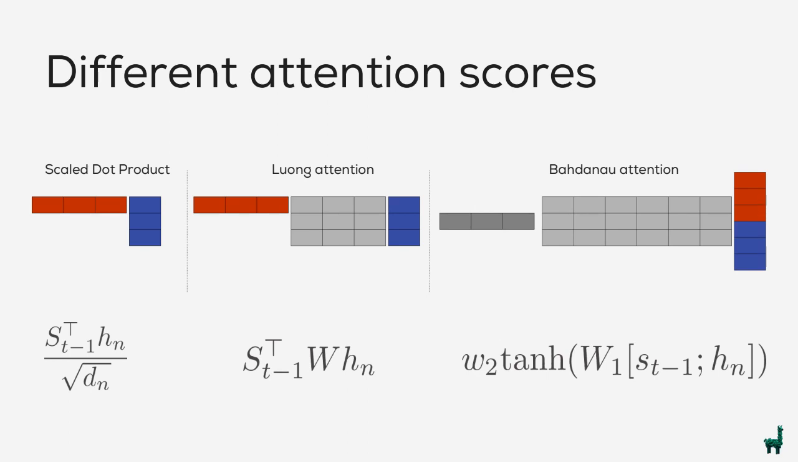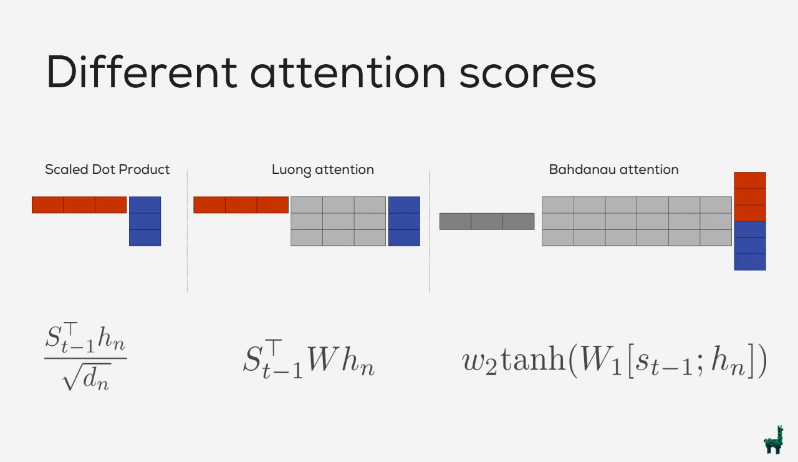Sorry for the pronunciation. I've tried this a few times at talks and I always get it wrong, but Luong attention is where we make the assumption that our encoder might be in a different space than our decoder state space. So what we do is take a linear network and feed our encoder state through it. Then we take the dot product between that new projected encoder state and our decoder state.